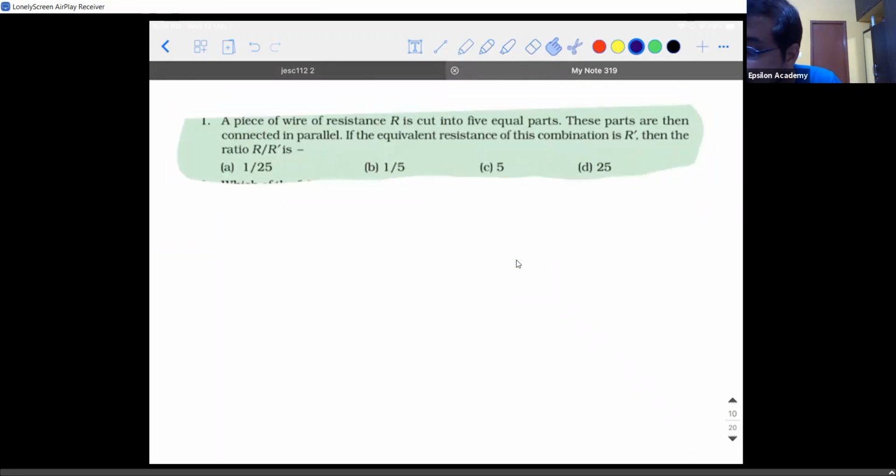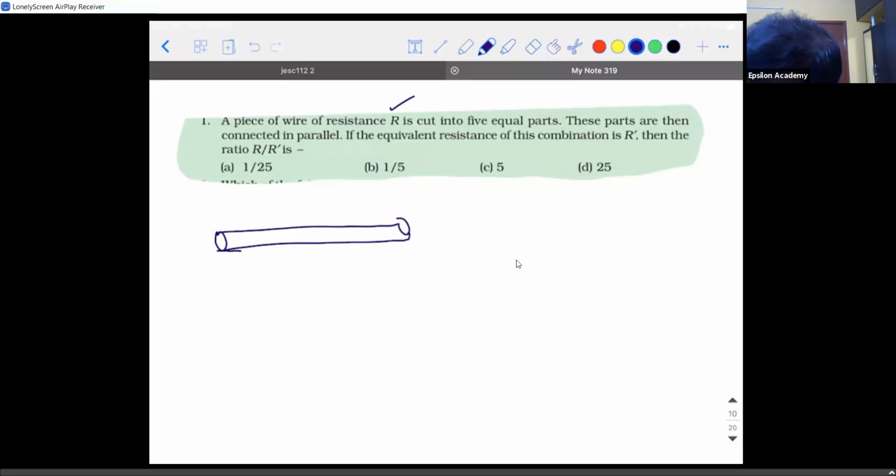There is a piece of wire of resistance capital R which is cut into 5 equal parts. These parts are then connected in parallel. If the equivalent resistance of this combination is R dash, then R divided by R dash is how much? So there is a piece of wire whose resistance is R. If it is cut into 5 equal parts, what will be the resistance of each part?